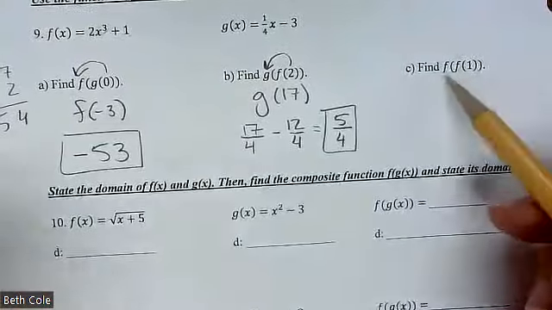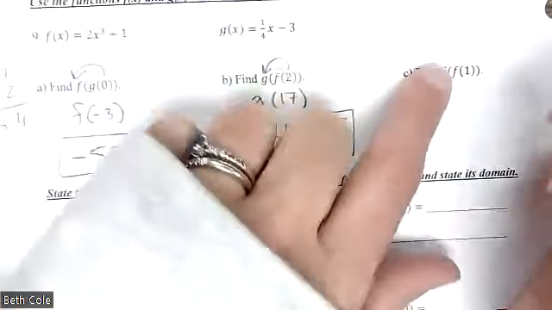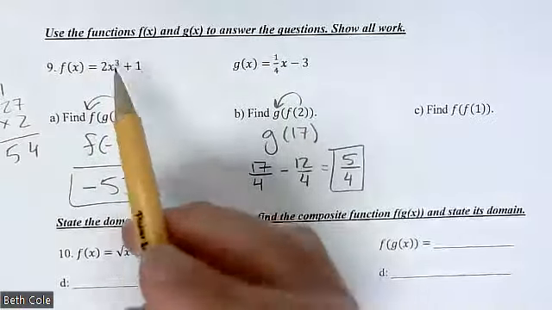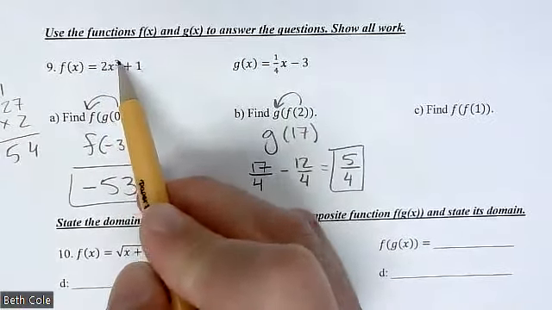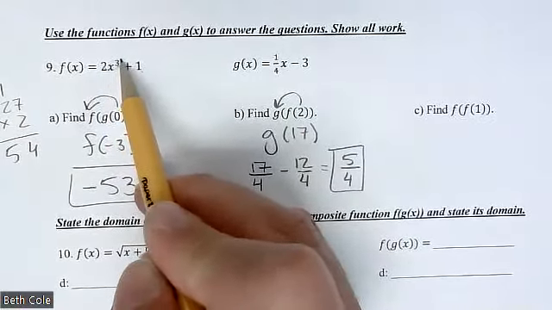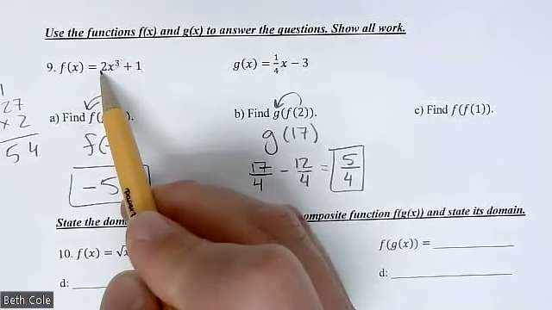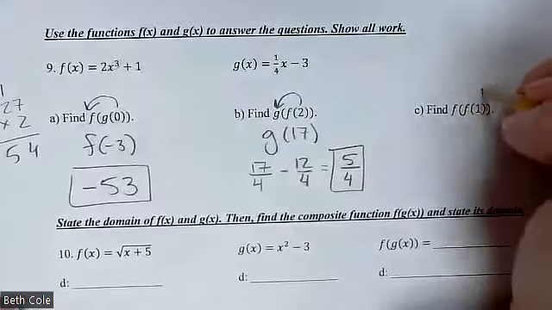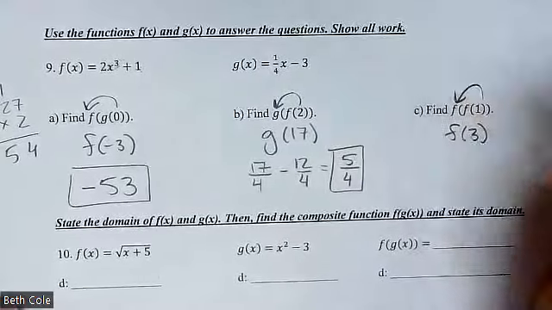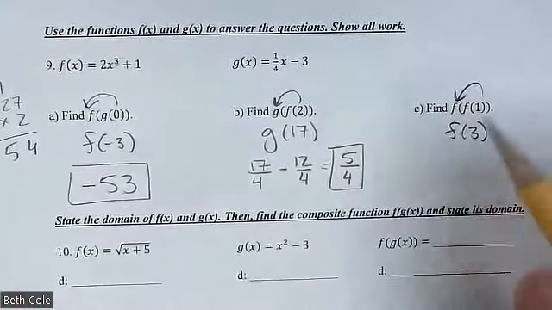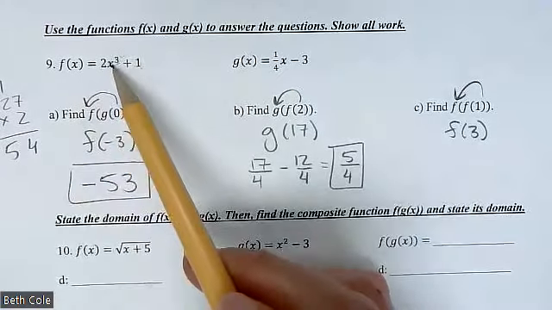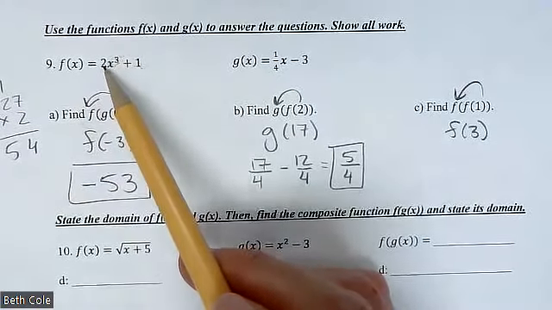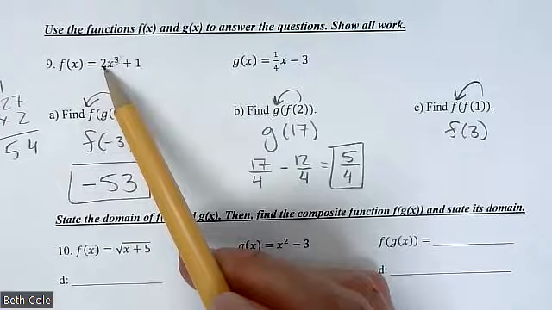You can also use the same function for both of them. That's fine. Just do the same one twice. F of 1. All right, ready? 1 cubed is 1. Double that, 2 plus 1 is 3. So now we're going to do f of 3, which we already kind of did because we did -3 over here. 3 cubed is 27. Double that is 54, but it's positive this time.